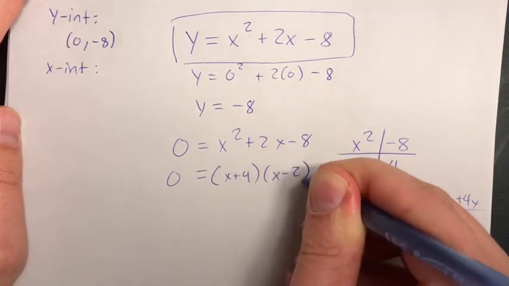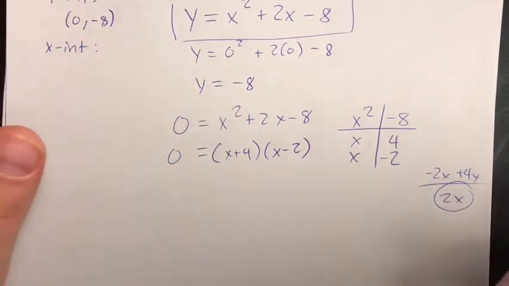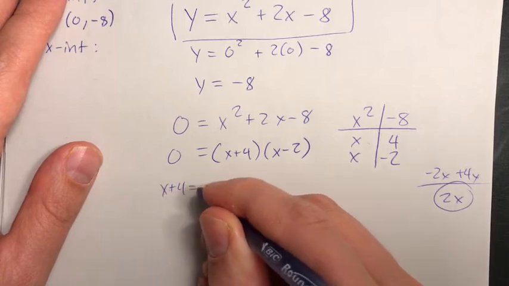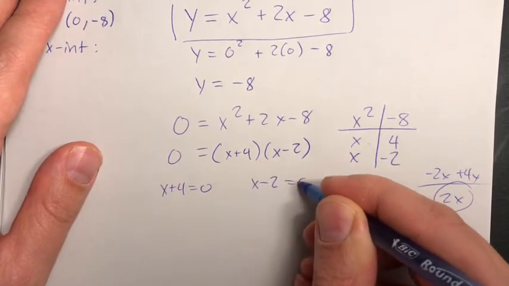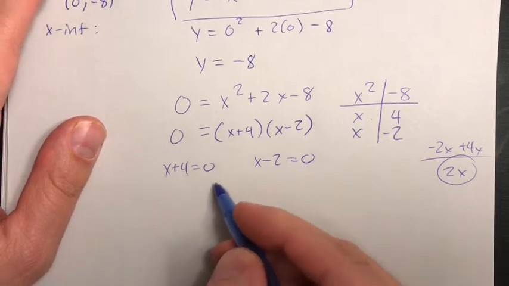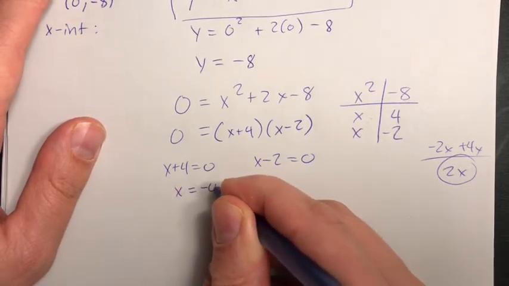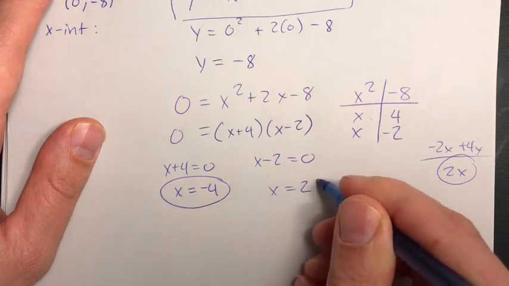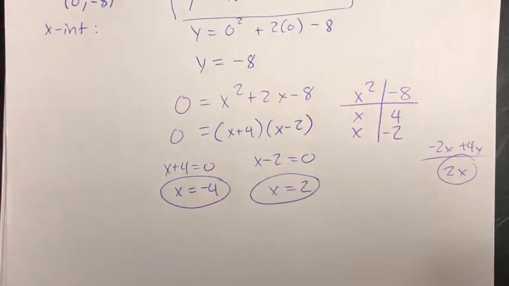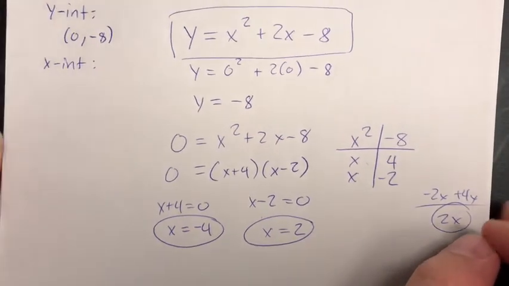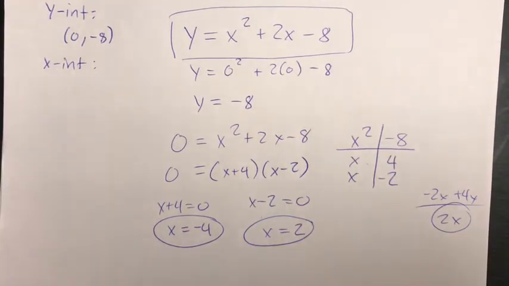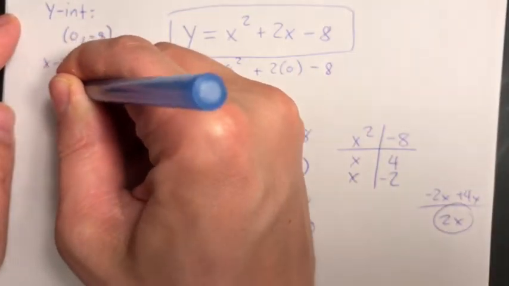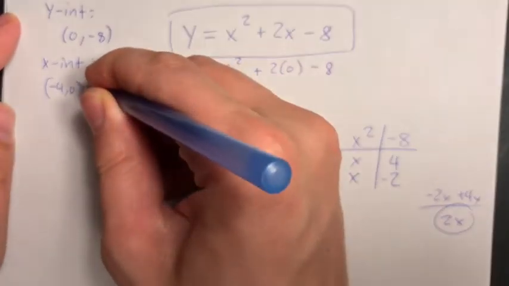So here are my factors. Because it's set equal to 0, I'm going to set both of those equal to 0. So x plus 4 equals 0, and x minus 2 equals 0. I'm going to subtract 4 and get negative 4. I'm going to add 2 to both sides and get 2. These are my x-intercepts. No table to be made, especially if you can factor it. It's the quickest way to get x-intercepts, especially when it's written in standard form. So I'm going to write down negative 4, 0, and 2, 0.